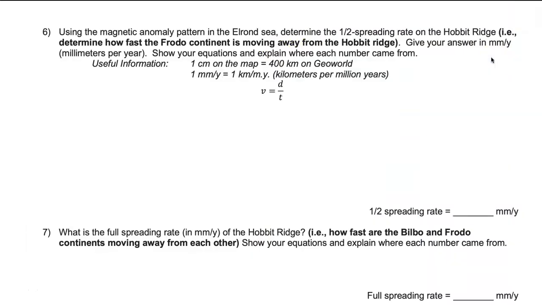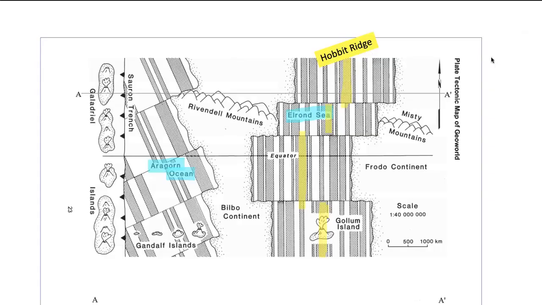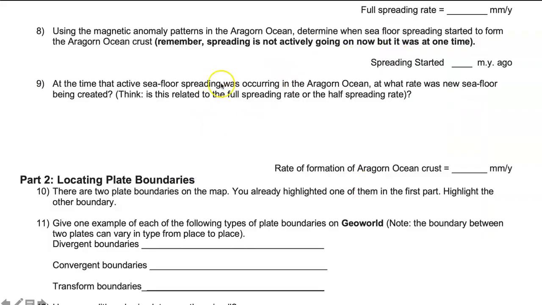Next part is going to ask you to look at the spreading rate from the Hobbit Ridge to the Frodo continent. And this is going to be a half spreading rate. So it's a little bit different than what I showed you. This is only going to give you one half of the spreading. And so you're going to go from the Hobbit Ridge to the Frodo continent. You're going to use the scale here to measure it. And you can do it from here or here. It's up to you. And you're going to take this distance, right? You're going to divide it by the time. And you're going to find out the half spreading rate. And then to get the full spreading rate, you're going to double that.